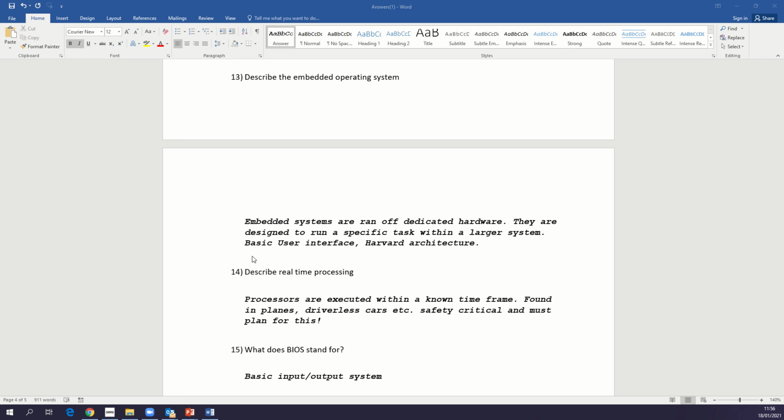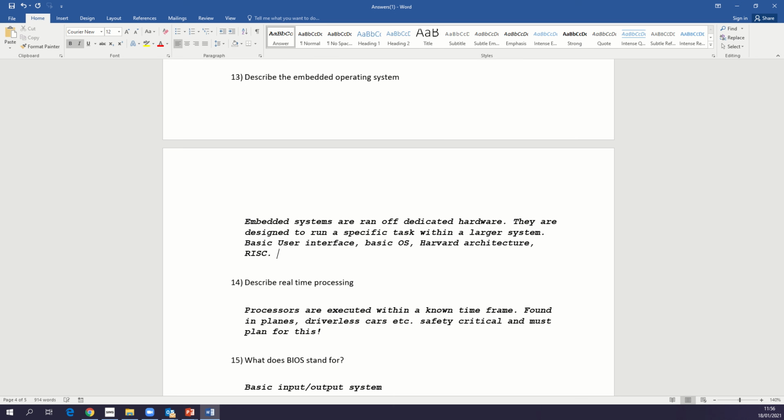Now I'm adding to the answer now because you should hopefully also know they have a basic user interface. This might be a command line interface. Think of a microwave that only has a couple of buttons and it's very, very basic. And quite often it's a very basic operating system as well. They are usually Harvard architecture, as that might mean that your data and your instructions are separate. And we're probably looking at a RISC processor as well.